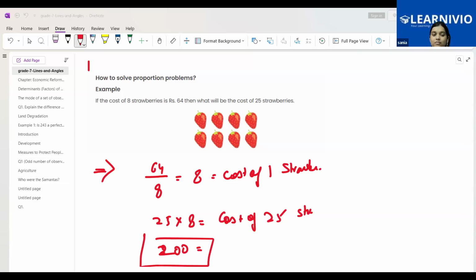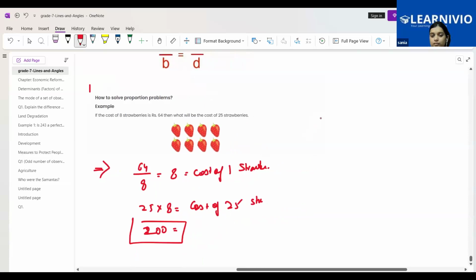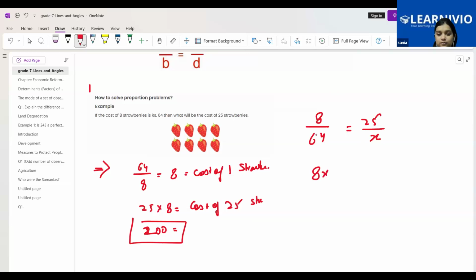Ma'am, what we did is we did it in proportional form. So what we do is we do 8 strawberries out of 64 rupees, and then that's going to be equal to 25 strawberries upon X. Now we do cross multiplication. So we do the proportional method, right? Which Ibrahim is saying. So now we write 8x is equal to 64 into 25. I didn't completely multiply 64 and 25. I'll just do it now.